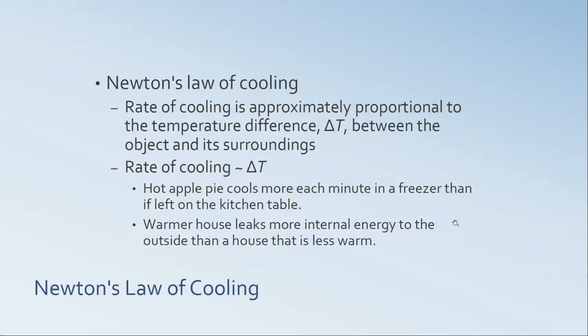So let's say I have two apple pies that I just took out of the oven. I've just baked them, so they're both equally hot and they have the same temperature. But let's say now I put one pie in the freezer and the other I just leave out on the kitchen table. So which one do you think is going to cool faster? Well, the temperature difference is greater between the pie in the freezer than the pie on the kitchen table. So the pie in the freezer is actually going to cool faster. Okay? And if we have two houses in the wintertime, the one that's warmer is going to give up more internal energy to the outside air than the cooler house.